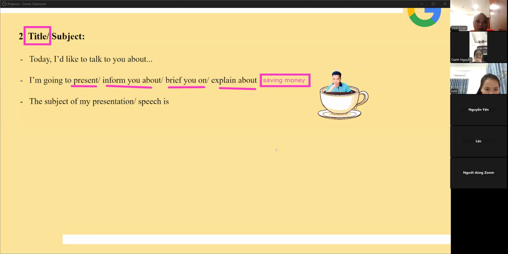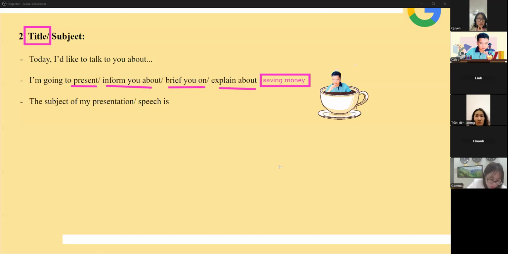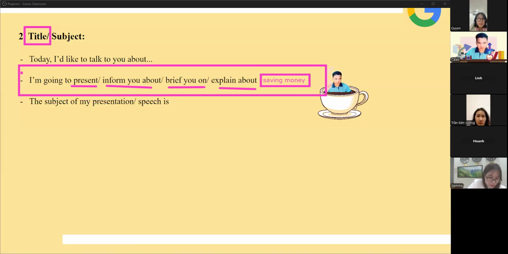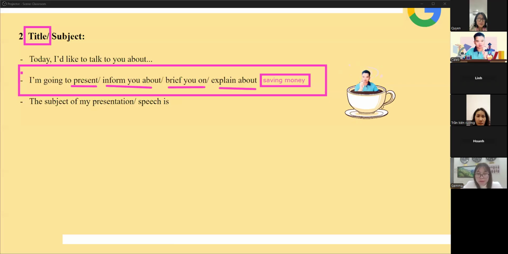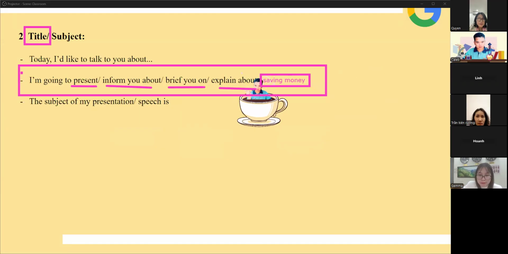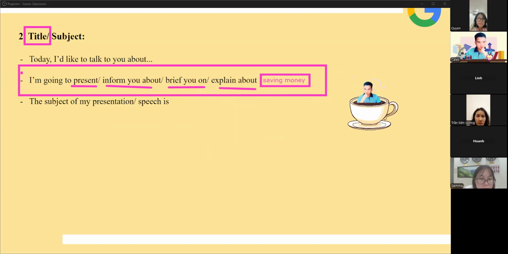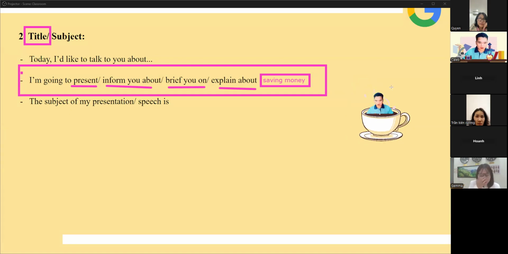Oh, the second one, this one. Yes, I'm going to present about saving money. Okay, you can say, I'm going to present about saving money to make it complete. So the word about talks about the topic. That's why we say the word about when we talk about a subject or a topic.